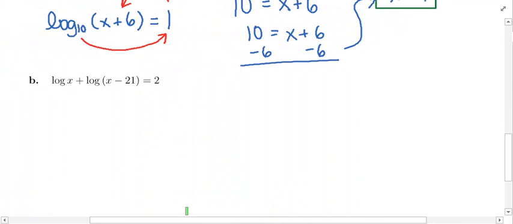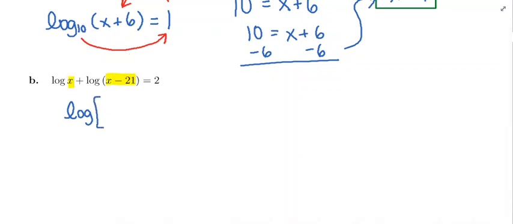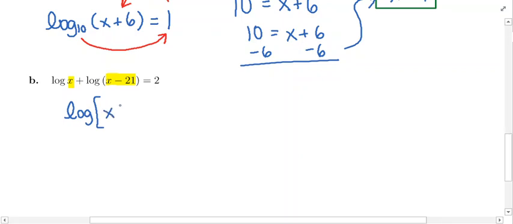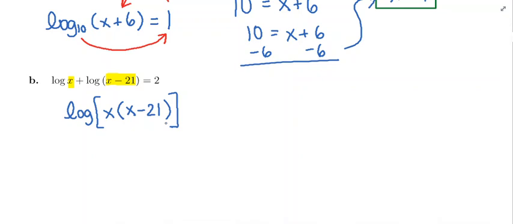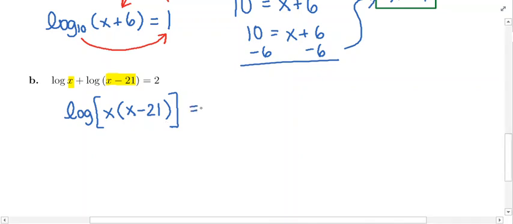So on the left side, we're going to retain the same base. It's still going to be base 10. We're going to get the log of, we're going to multiply these things together. So it's going to be x times the quantity x minus 21. You need parentheses here because x minus 21 is a package deal. This is how you condense the left side into 1 logarithm. Addition turns into multiplication. This is going to equal 2.